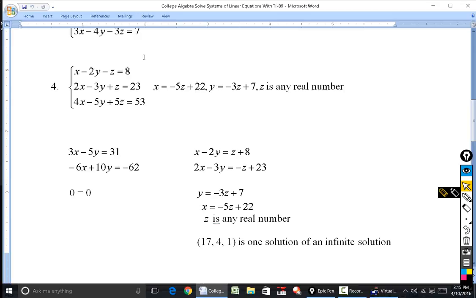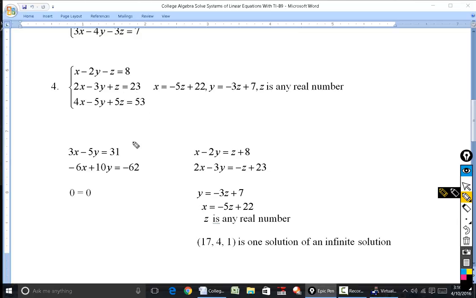Okay, so let's suppose I was looking at number 4 and I wanted to solve it manually using substitution. So what I would do is take any two of the equations. So I'm going to take the first and the second, and eliminate, say, the z. In this case I would just add them, x and 2x. I get 3x, minus 2y and a minus 3y gives me a minus 5y. Minus z and a z cancel, and 8 and 23 is 31. So I reduce it down to 3x minus 5y is equal to 31.